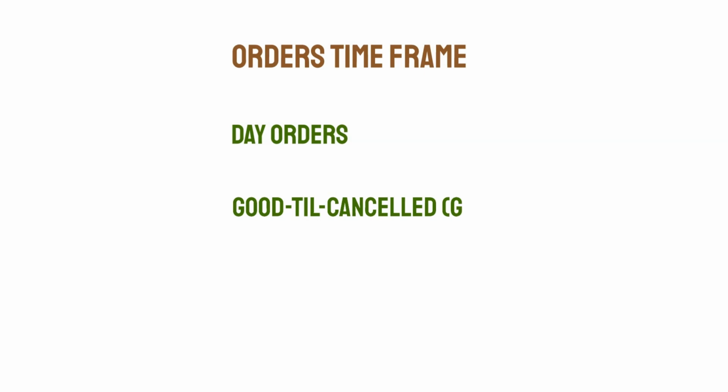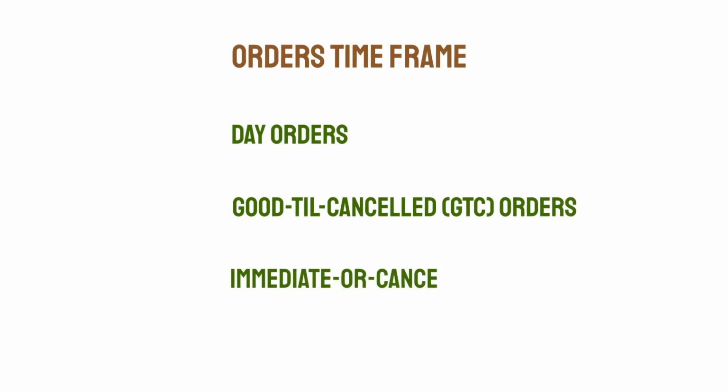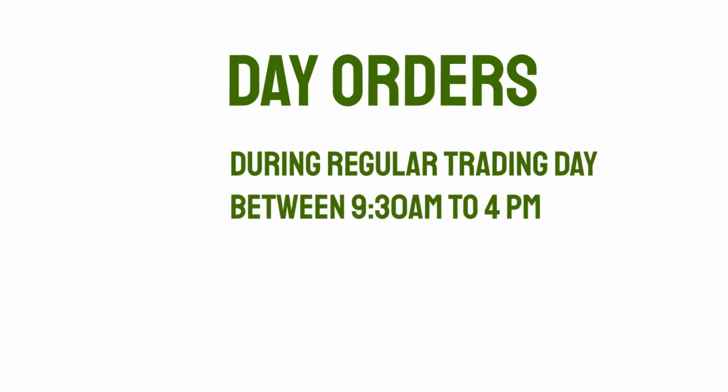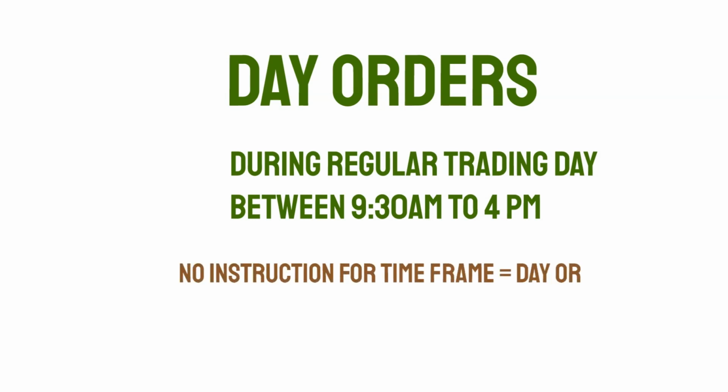When you place an order, you must choose a time frame: day orders, good till cancelled (GTC) orders, and immediate or cancel orders. A day order means the order is good only during that trading day between 9:30 a.m. and 4 p.m. Unless you specify a time frame for the expiration of an order, buy and sell orders are day orders.